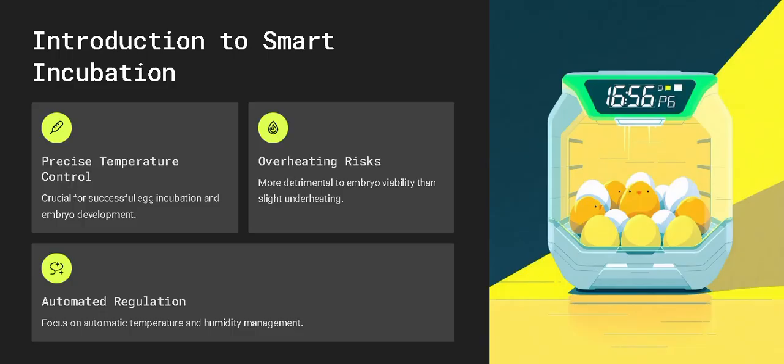Here, introduction to Smart Incubation. First point, precise temperature control. Egg incubation requires very precise environmental control for successful embryo development. The second point is overheating risk. Temperature and humidity must be maintained within a very narrow range. Even small variation can affect the hatching process. And the third point, we have automated regulation. Our project focuses on building a smart and automated incubation system that ensures these conditions are continuously monitored and controlled.